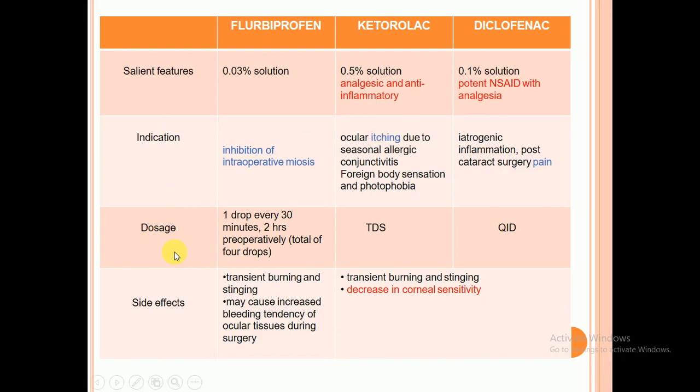Now let's see the dosage. Flurbiprofen is available as 1 drop every 30 minutes, 2 hours preoperatively, in a total of 4 drops. The others are TDS, QID.